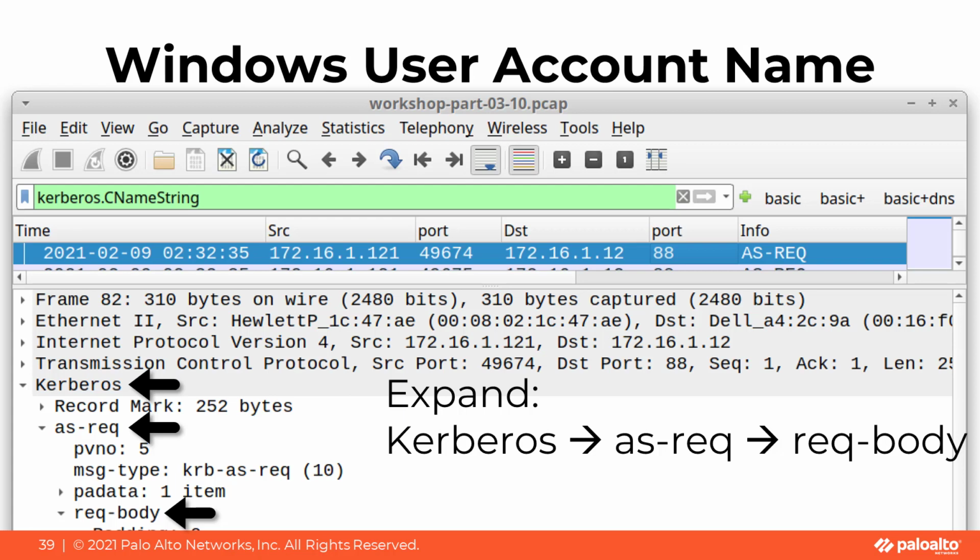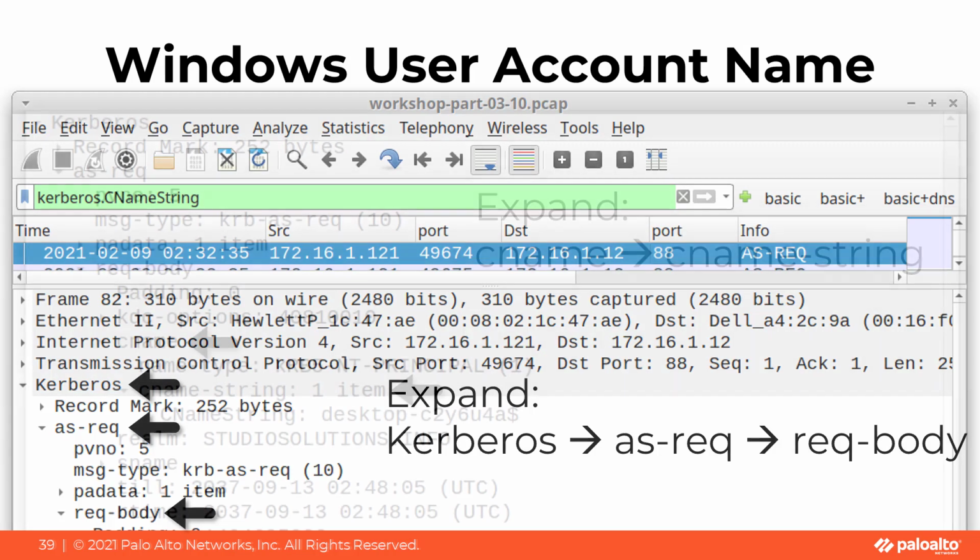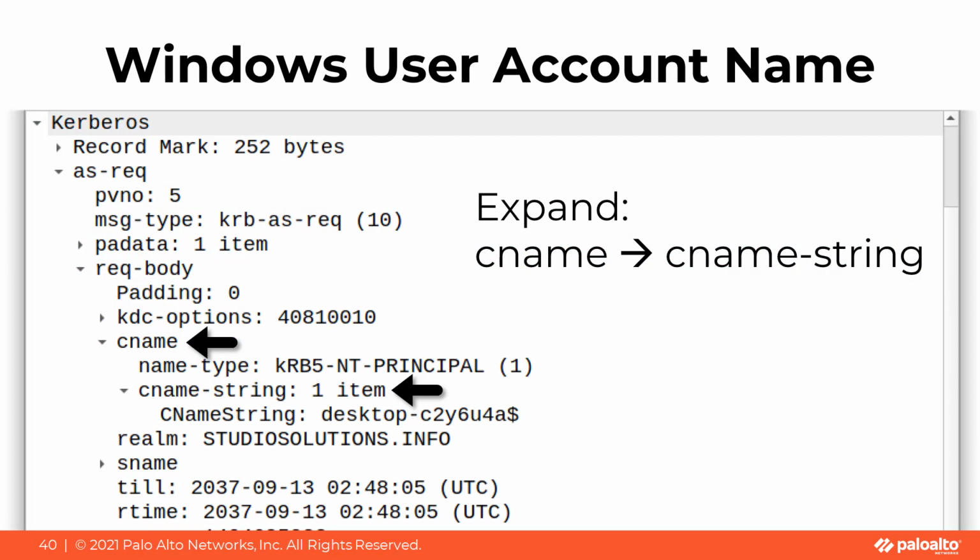First, we expand the Kerberos line. Underneath that, expand the line titled AS-REQ. And underneath that, expand req-body. Under req-body, find and expand cname. And then, underneath that, expand CNameString.